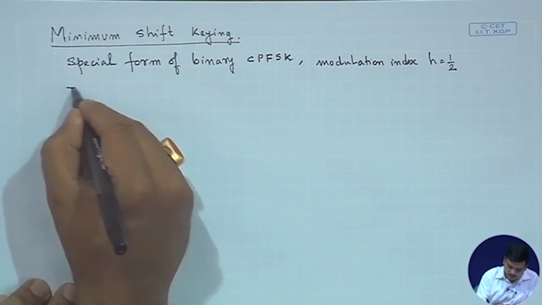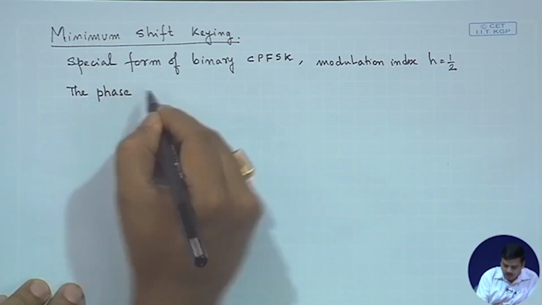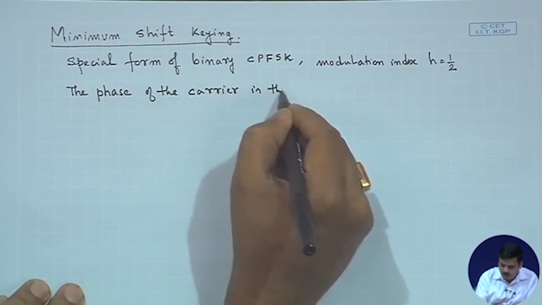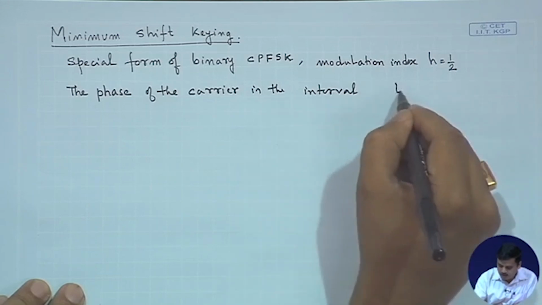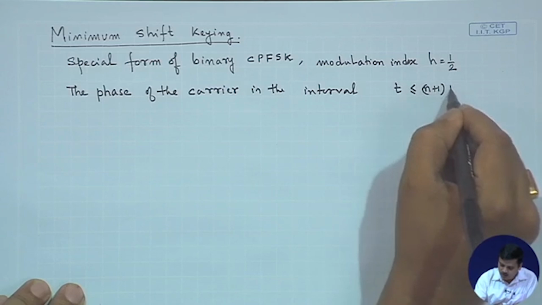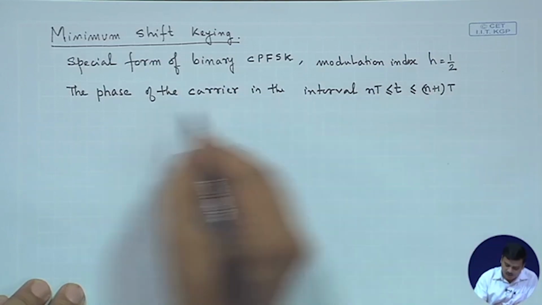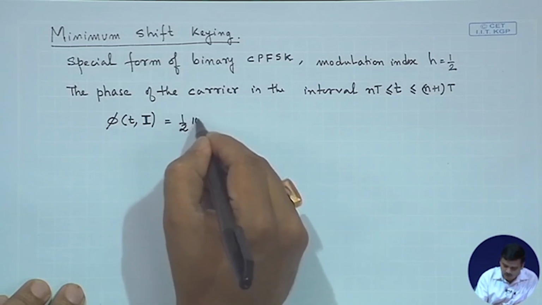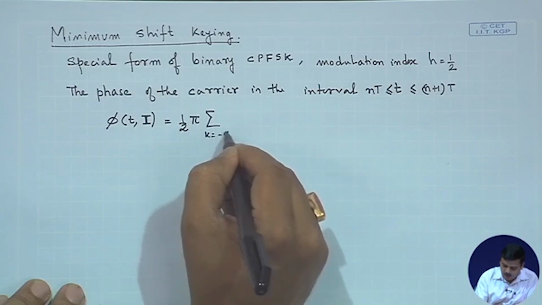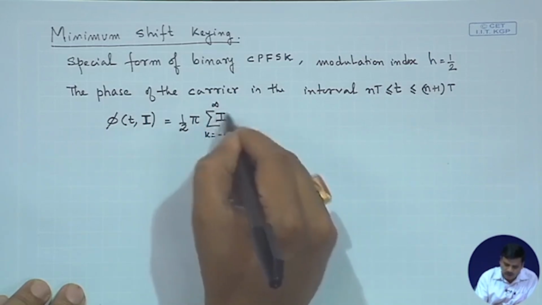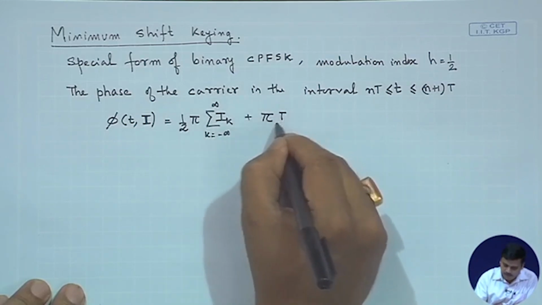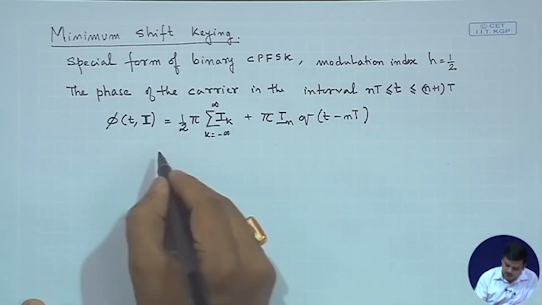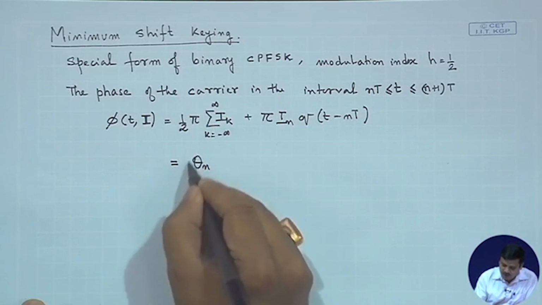And we have always been discussing the phase of the signal. The phase of the carrier is what we are interested in, in the interval nT less than or equal to t less than or equal to (n+1)T. So, phi of t in this interval would be equal to, with all accumulation, half pi times the sum over k from minus infinity to infinity of I_k, these are the PAM signals, plus pi I_n q of t minus nT. We had defined all these terms in the earlier lecture, and we could write this as theta n, which is the accumulation of the memory.